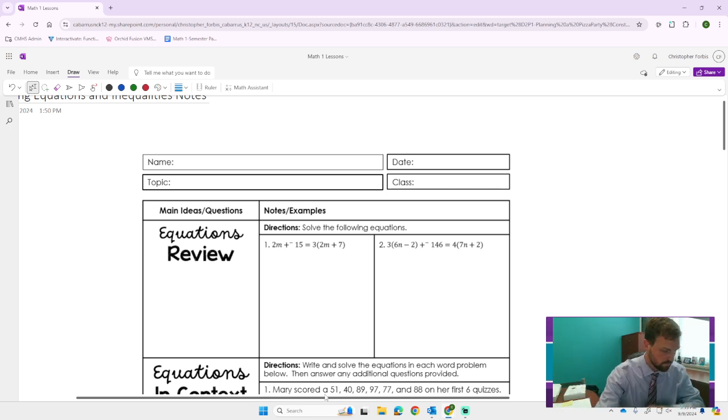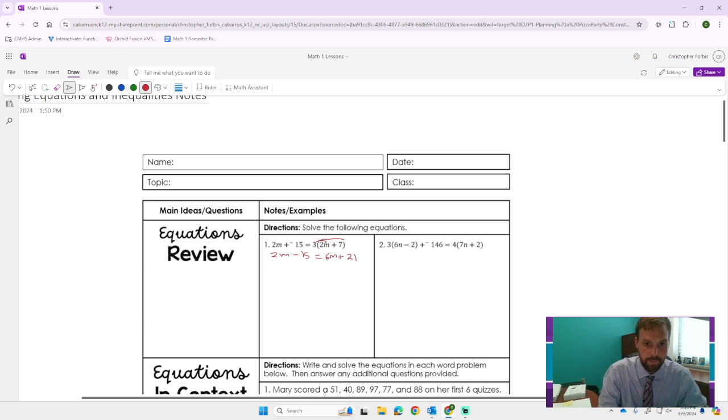So it says 2m, let's do it in red. That's my favorite. Red. Perfect. It says 2m plus negative 15. Again, if it's plus a negative, I'd write that as minus 15. Plus a negative is just the same thing as minus. And then for the other side, we got 3 times 2m plus 7. We can distribute the 3 through. And we're multiplying, so 3 times 2 is 6, so 6m. And 3 times 7 is 21.